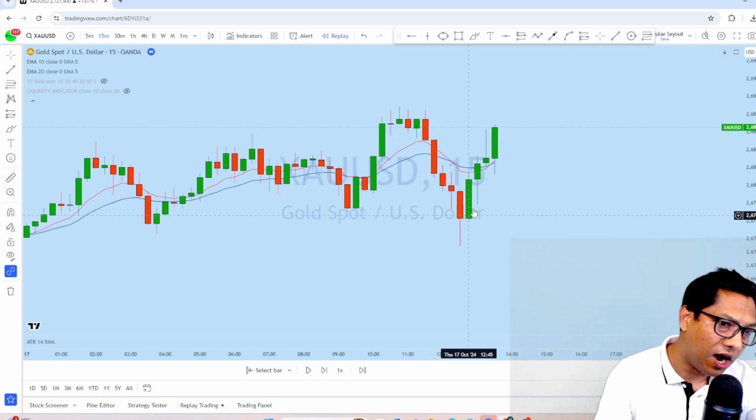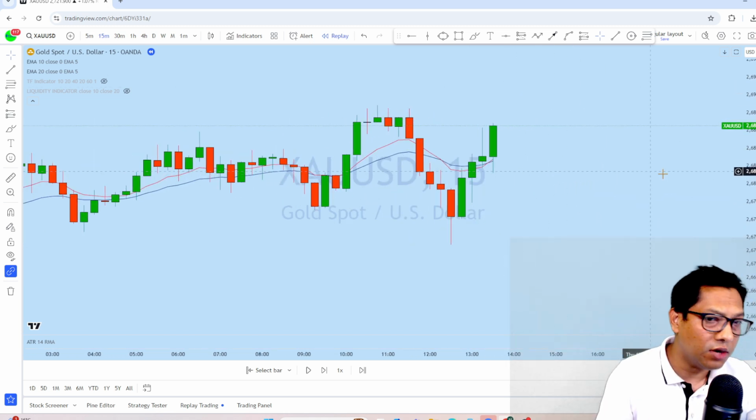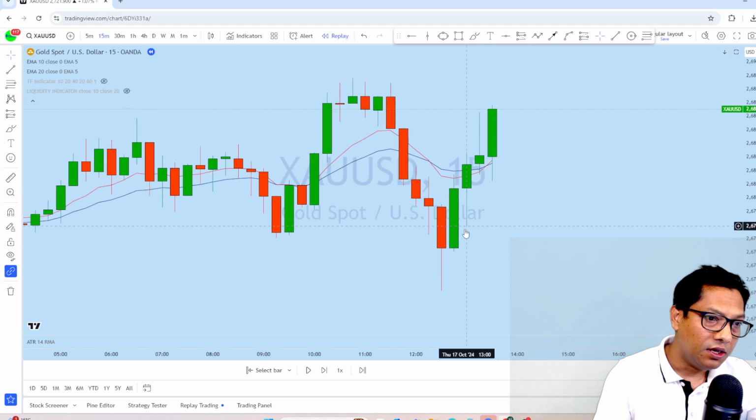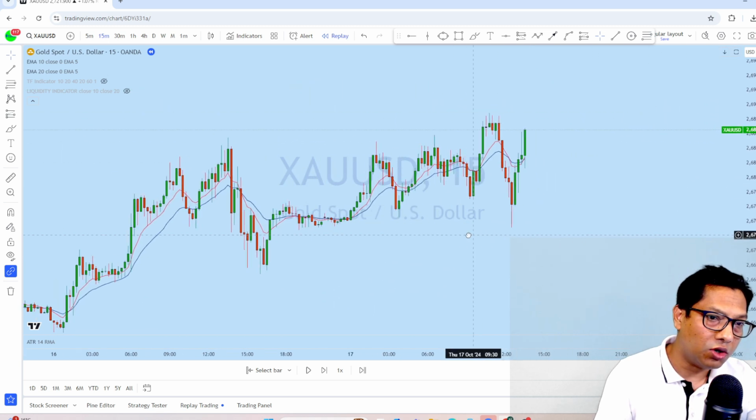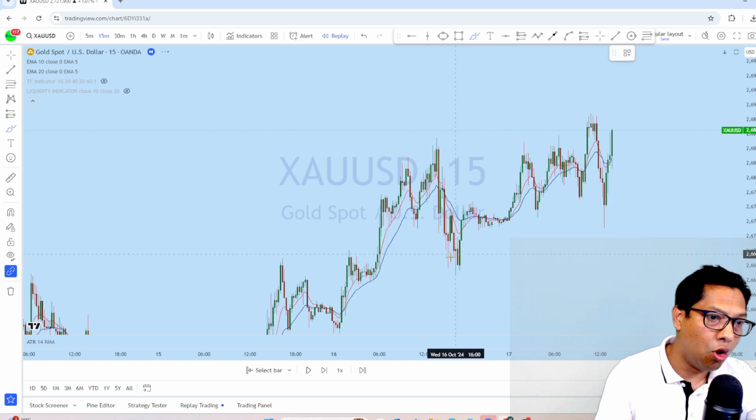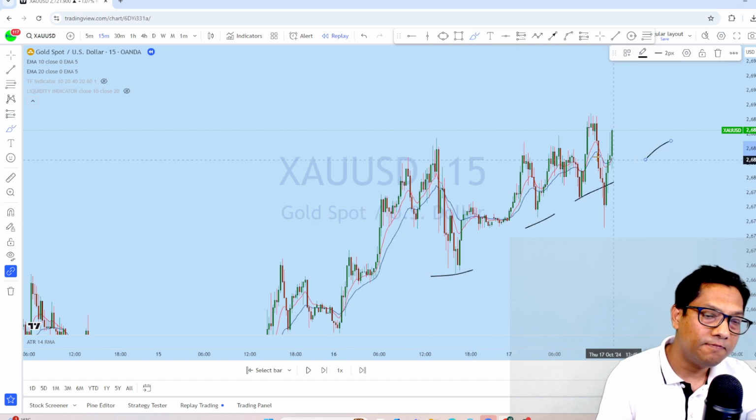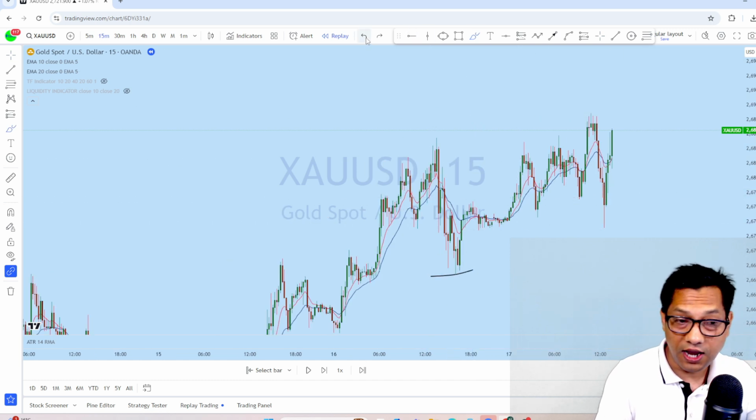Now look at this market here. If you closely look, what do you see in this market? First of all, in the overall picture, we can see that this is a long-term bull market. And in that long-term bull market, how do you identify it?